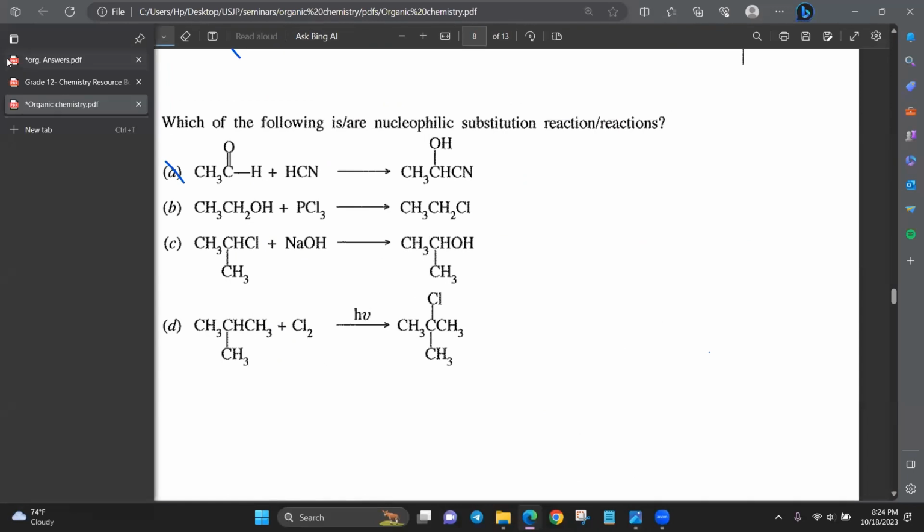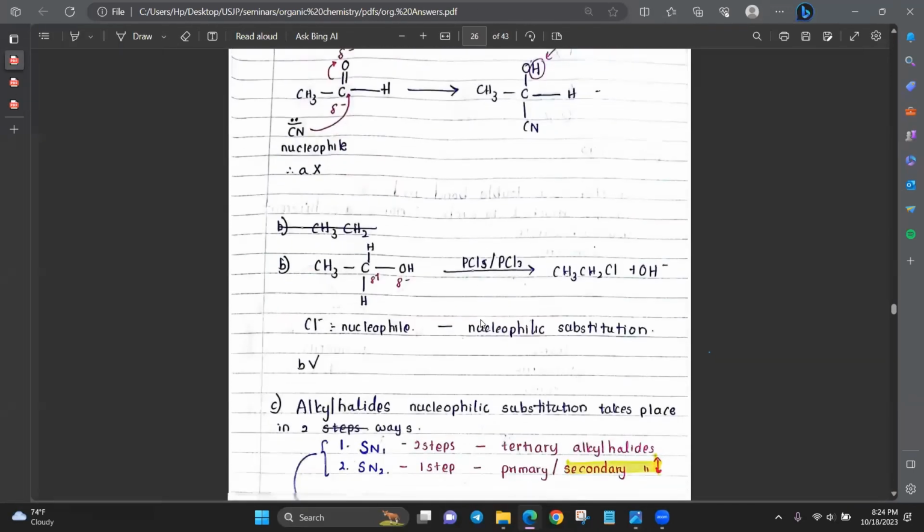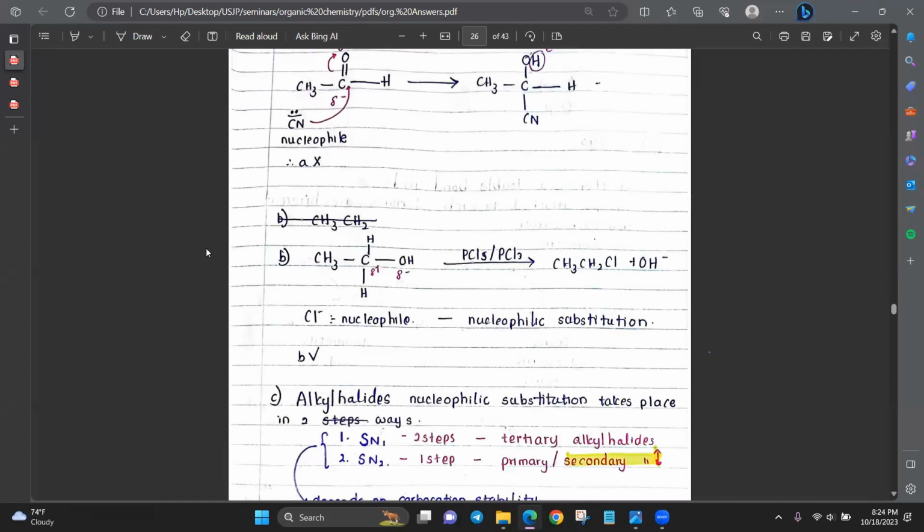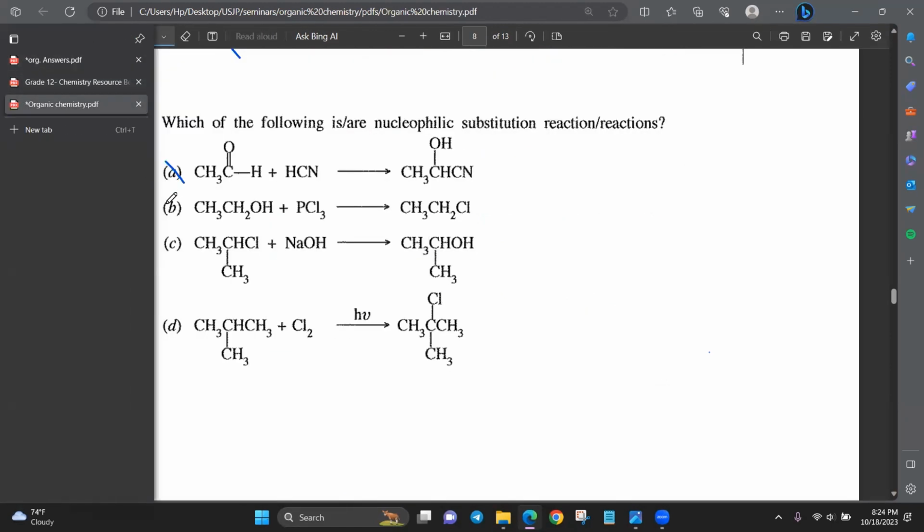Then this one. That is correct. Why? Because now this is the molecule they have given. It has delta plus, delta minus with PCl5 and PCl3. This OH group will leave and Cl will get substituted. It will replace. Cl minus is the nucleophile. So it is nucleophilic substitution. These are the products that it will form. Right. So B statement is correct. Then the next one.